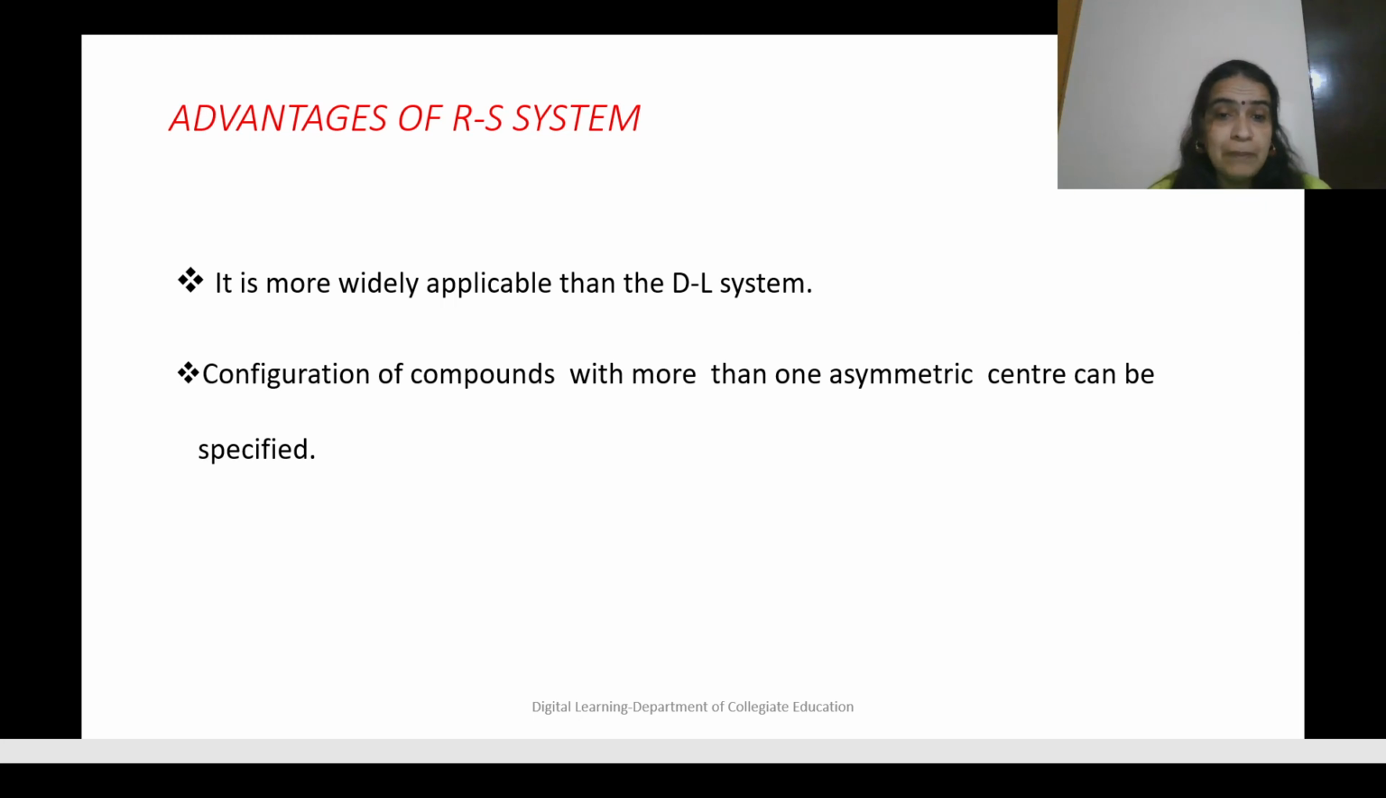Now, what are the advantages of this RS system? It is more widely applicable than the DL system. Then the configuration of compounds with more than one asymmetric center can be specified.